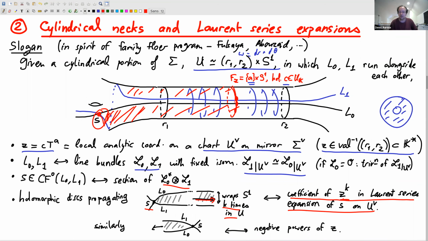And similarly, if instead S has something that comes here and then goes around some other part of the surface and comes back in here, something that enters from the right of my neck, with my convention, corresponds to negative powers of Z. And of course, there's nothing special about left and right. It's just a choice that my coordinate Z goes one way. I could use Z inverse as a coordinate just equally well.